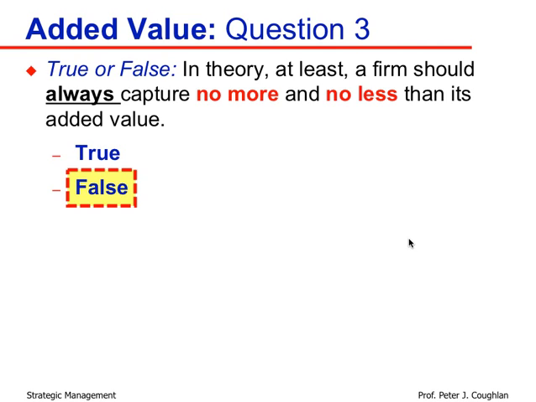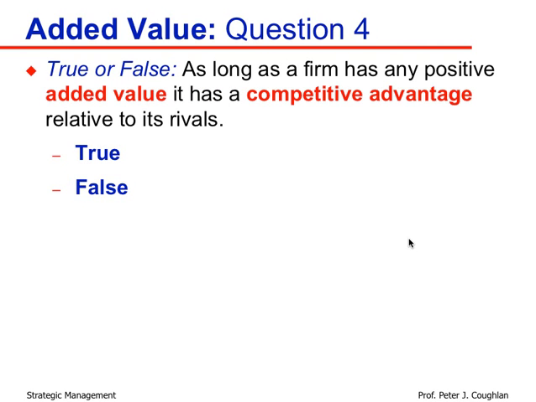And so then the last question that was challenging was another true-false on added value. True or false, as long as a firm has any positive added value, it has a competitive advantage relative to its rivals. Well, this again really has to do with the definitions of competitive advantage and added value. We've already defined added value. We defined competitive advantage here today when we talked about the low cost advantage and the mixed advantage. You have to have a higher gap between willingness to pay and cost than any of the alternatives.